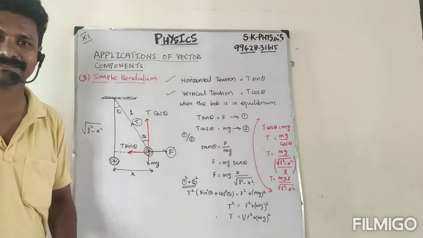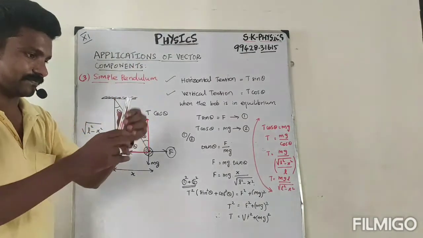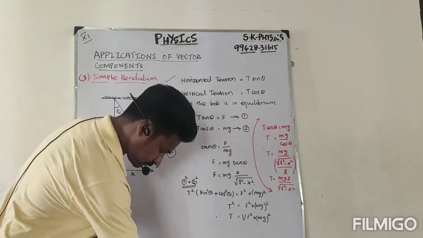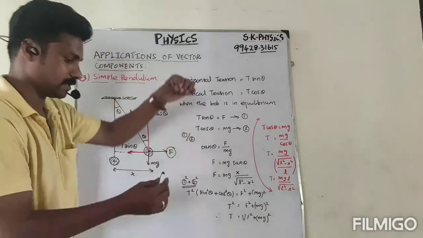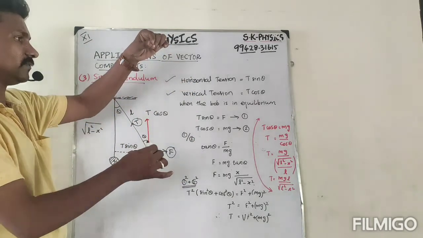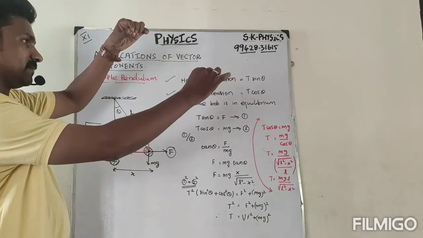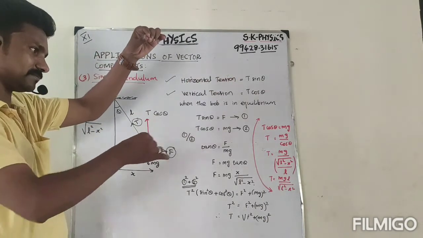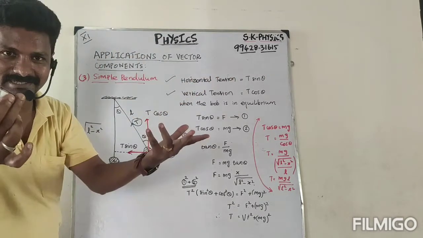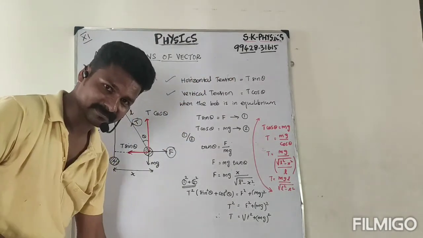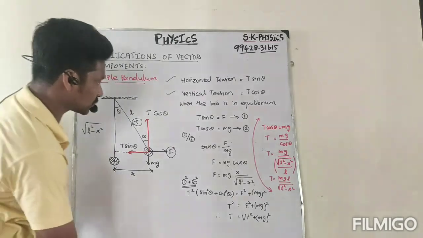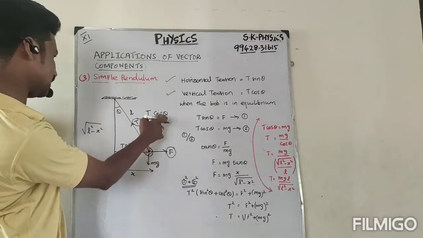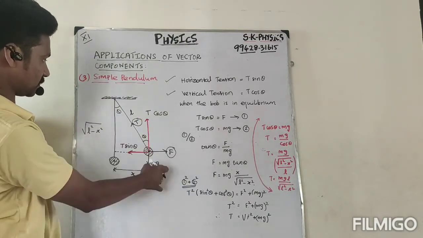Next, when the bob is in equilibrium. So let us imagine this is like a ball. After reaching the maximum amplitude, in this position it is considered the equilibrium position. So in that equilibrium position, T cos theta is equal to mg.